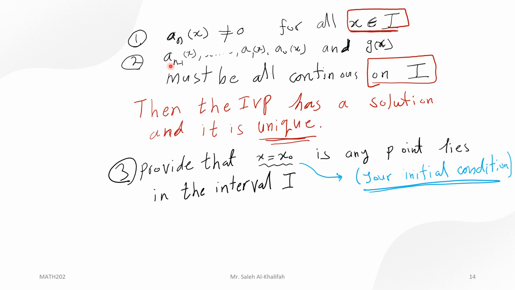طيب. The others a n minus 1, a 1, a 0 and the function g of x must be all continuous on this interval. الدوال هذه لازم تكون continuous. بعدين then we say the initial value problem has a solution and it is unique under this condition, provided that x naught is any point inside the interval. يعني باختصار، تشوف معامل أكبر derivative اللي هو a n of x لا يساوي 0 خلال الفترة هذه، والمعاملات الثانية والfunction g of x لازم تكون continuous، وتناظر الانيشال كونديشن لازم يكون داخل الانتربل هذه فقط.